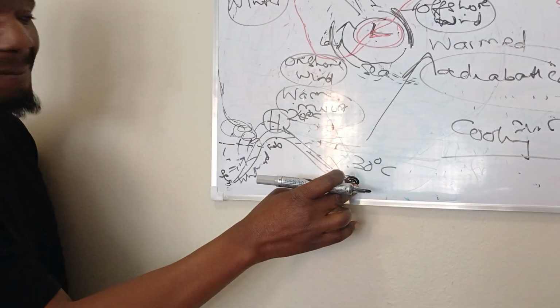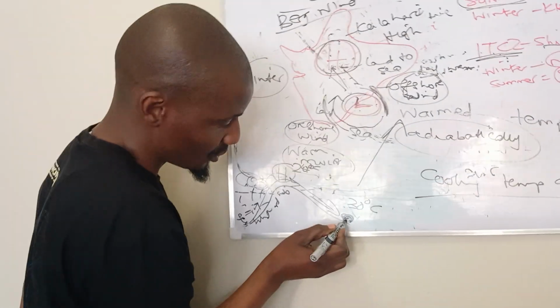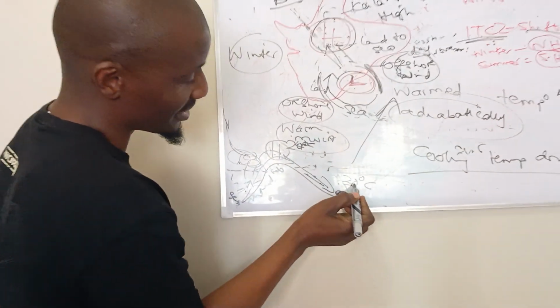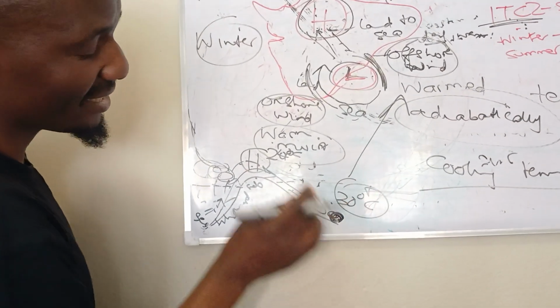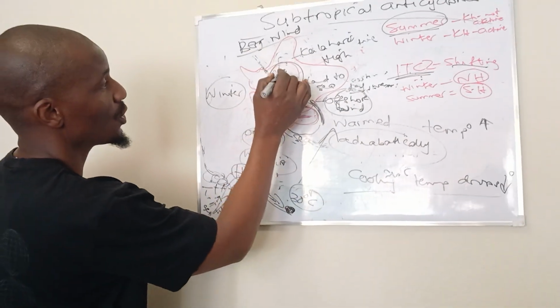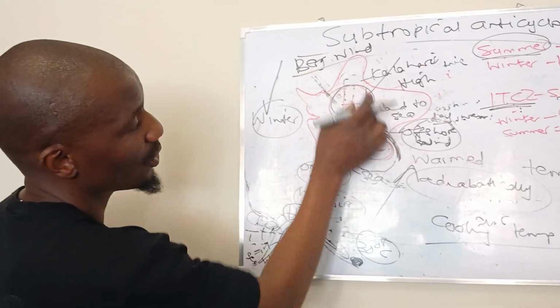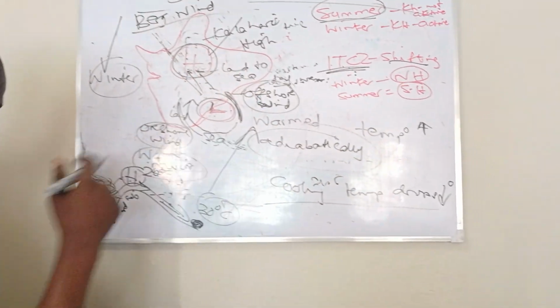It has been warmed adiabatically. It's coming from the land towards the sea. So as it reaches here, the temperatures have increased. It has been warmed adiabatically, resulting in the formation of wildfires like I've explained. So know the positioning of your Kalahari High, know the season is winter, and this is what takes place.